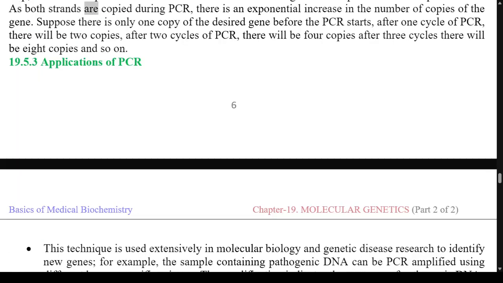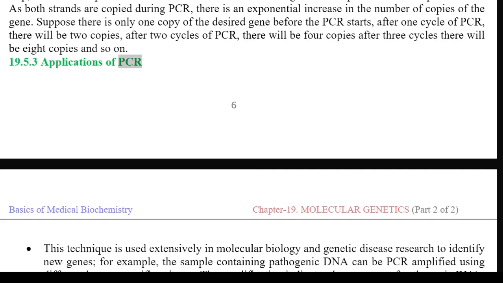As both strands are copied during PCR, there is an exponential increase in the number of copies of the gene. Suppose there is only one copy of the desired gene before the PCR starts. After one cycle of PCR, there will be 2 copies, after 2 cycles of PCR, there will be 4 copies, after 3 cycles there will be 8 copies, and so on.